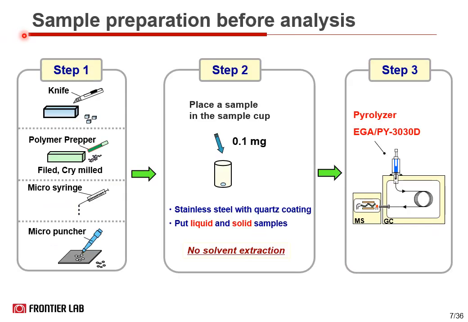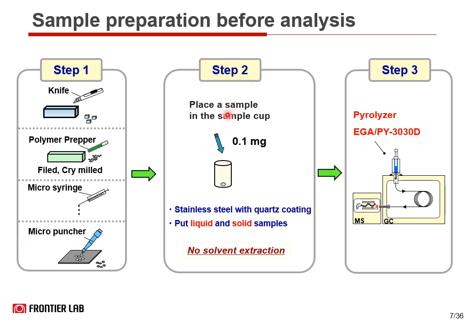This slide explains the sample preparation for Py-GCMS. Basically, any sample form like solid, liquid, gas is analyzable. In step 1, solid samples are cut into small pieces by a knife or file or cryo-milled. If samples are soluble, dissolve them in a solvent. If it is a seed-type sample, just punch it out.